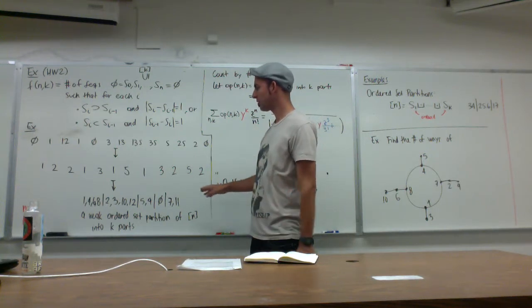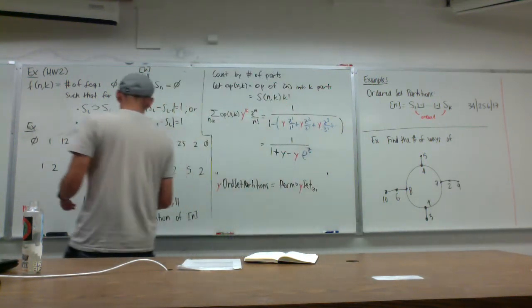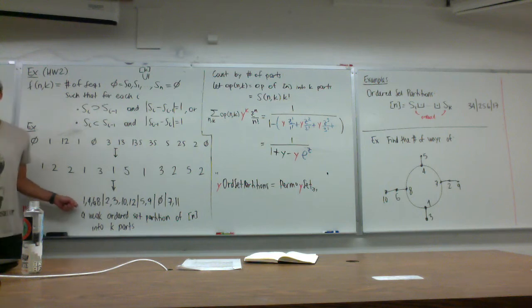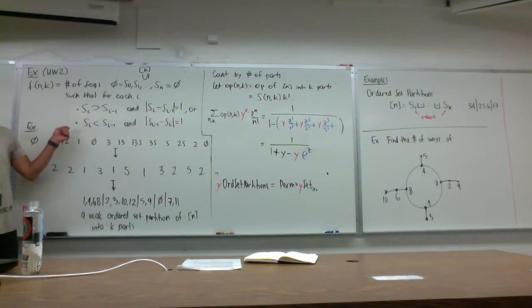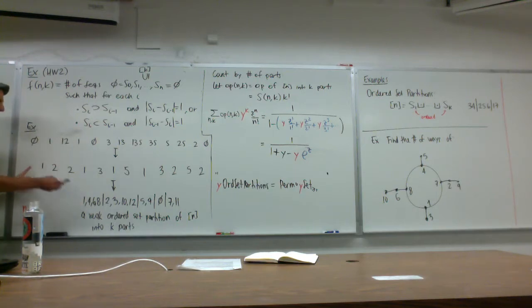So the question is, let's try to reverse this, right? If I give you a weak ordered set partition of n into k parts, is it going to correspond to a solution to my original problem? So it just depends. You just have to make sure that at the end you get the empty set, right? It's clear that you can start, from here you can get to here, from here you can get to here, starting with the empty set. But the question is, will you end at the empty set? How do I know if I end at the empty set or not? Well, I just need to make sure that every element is not in the set.